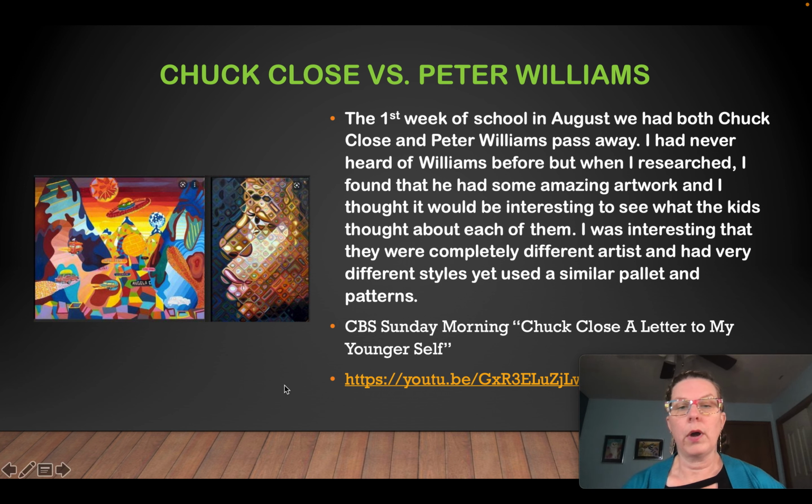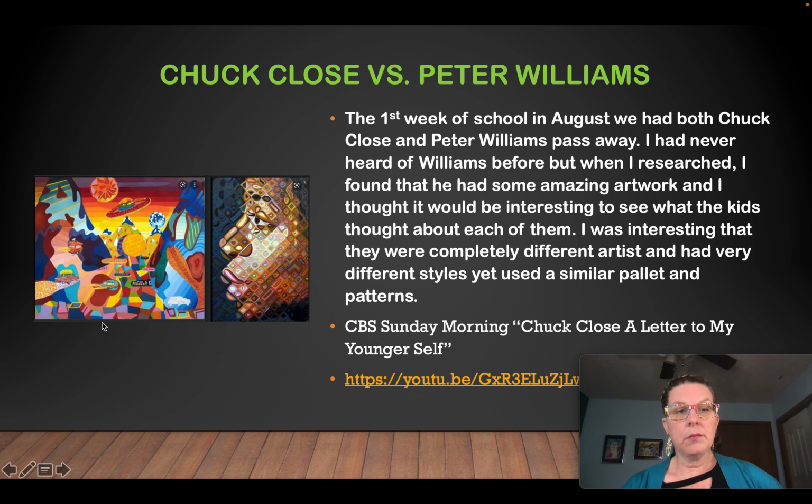And so I just walked through, said, hey, this is Chuck Close, this is the type of art he did, and so on. And then I said, and this is Peter Williams. I've never heard of him before, but he also passed away. This is some information I was able to find on him.